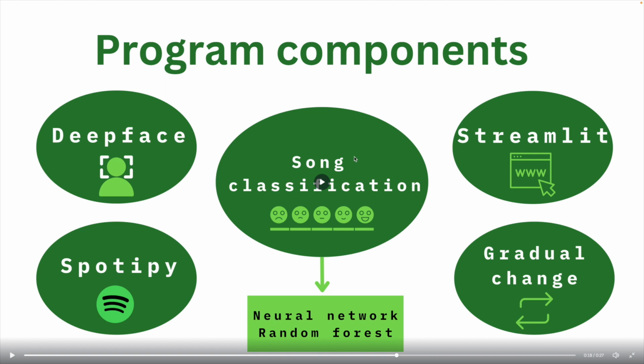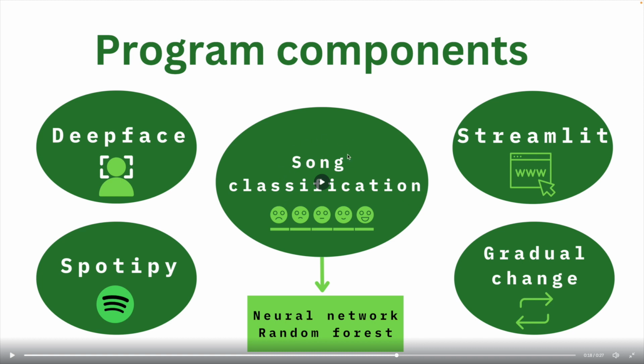In the next part, we will talk about our program components. We use as library spotipy to access Spotify songs and gather information about individual songs. We use deepface to identify users and also to get information about the emotion of the user. Streamlit we use to have a more appealing user interface, and the main song classification.